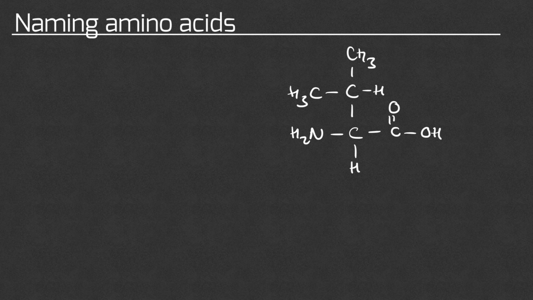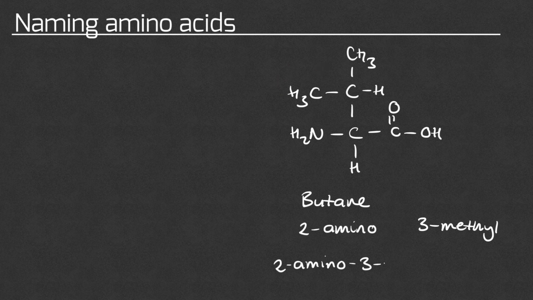This amino acid is slightly more complicated, but we would name it in exactly the same way. The longest chain, starting from our carboxylic acid carbon, has 4 carbons in it, so its name will be based on the stem of butane. The amino group is on carbon number 2, again remembering the carboxylic acid group will always be carbon number 1. And we also have a methyl group on carbon number 3. So putting these different parts of the name together, our molecule will be called 2-amino-3-methylbutanoic acid.